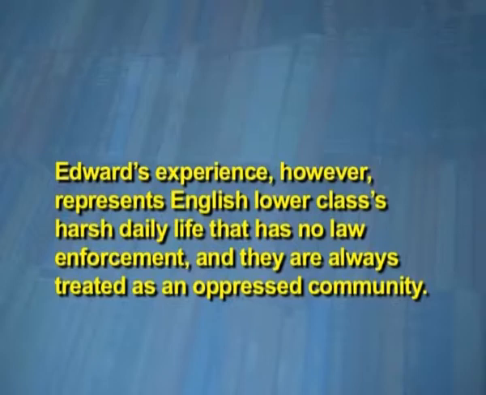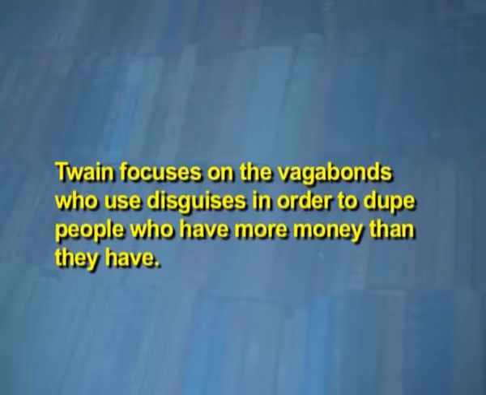as an oppressed community. Throughout this section, there is also an emphasis on disguises. Those disguises are used as a means of parody, of course. Twain focuses on the vagabonds who use disguises in order to dupe people who have more money than they have. After robbing, they successfully escape from the clutches of law. Those are the parody towards the English social stratum.